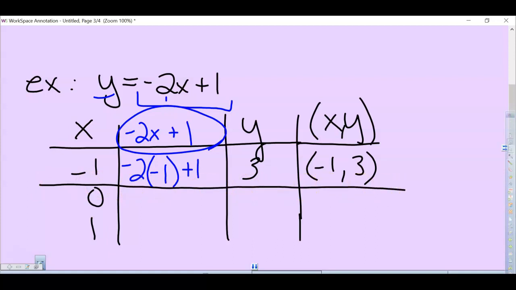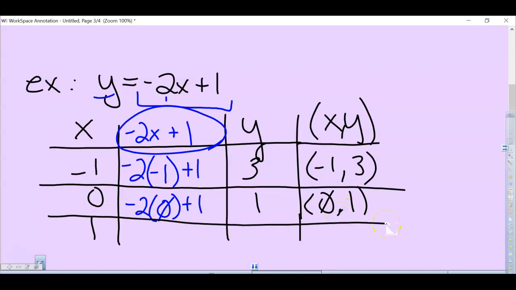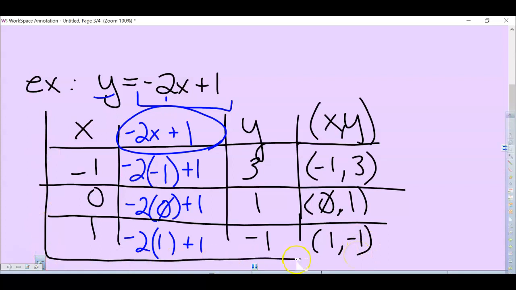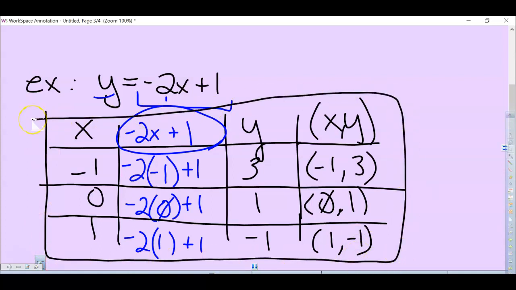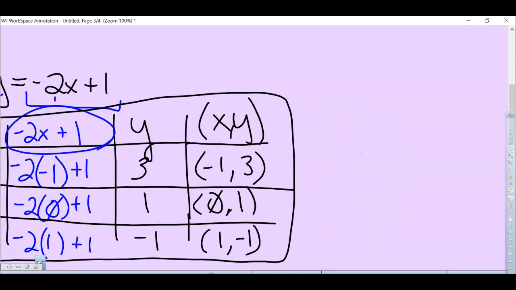What if x is 0? Well, then we have negative 2 times 0 plus 1, and negative 2 times 0 is 0 plus 1 is 1. We just found the second point, or a second point, on this line. And then finally, negative 2 times 1 plus 1, well, that's going to be negative 1. And now we have 3 solutions, 3 points on this line. We can go ahead and graph this linear equation and see what it looks like.